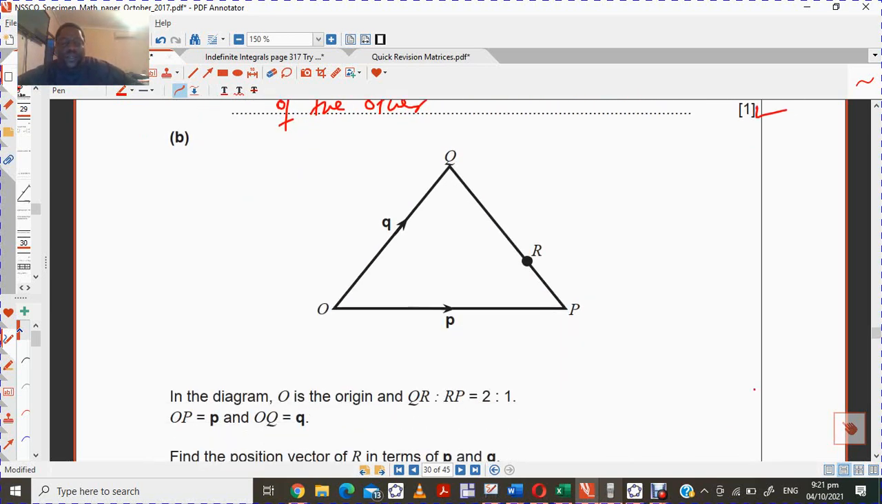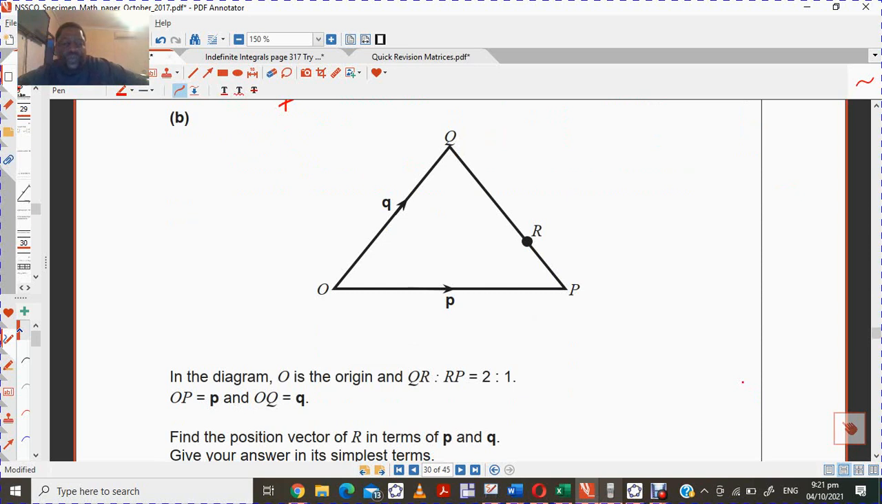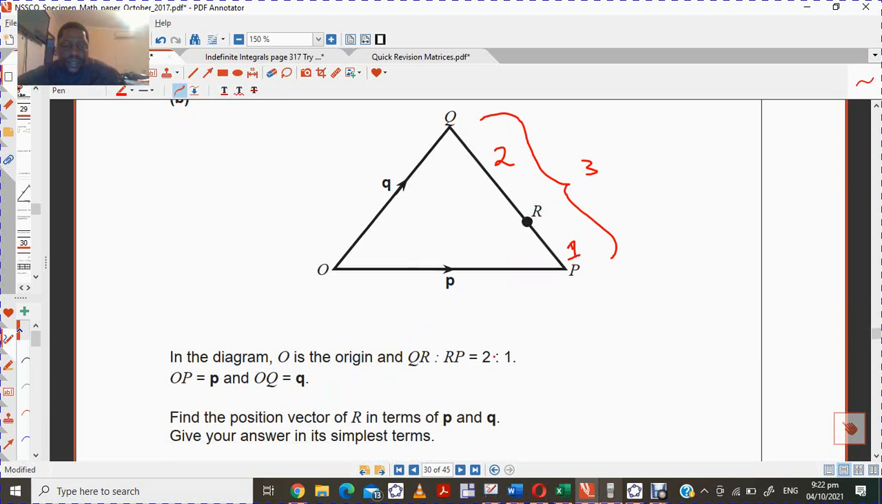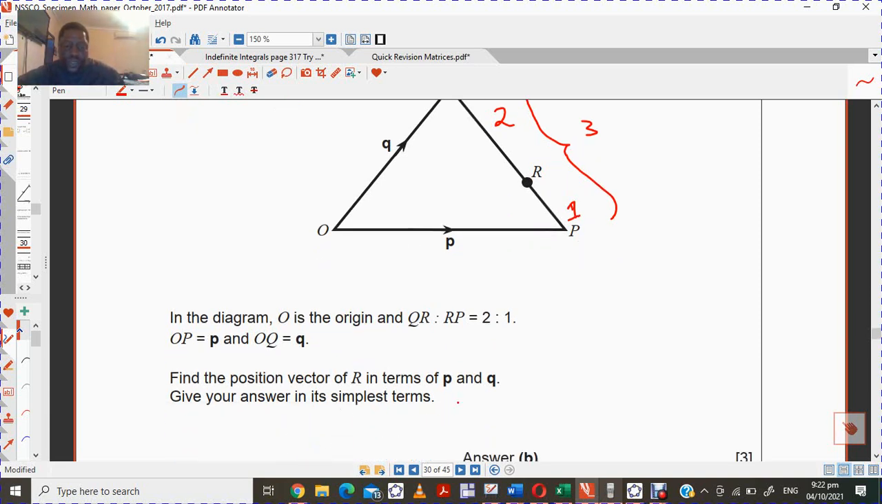Right, question B, you have got the diagram. O is the origin, and the ratio of QR to RP, those line segments, is 2:1. So this is 2 and this is 1. So the whole thing from here to there should be 3. Now you need to find, in terms of P and Q, the position vector of R. That means O to R.